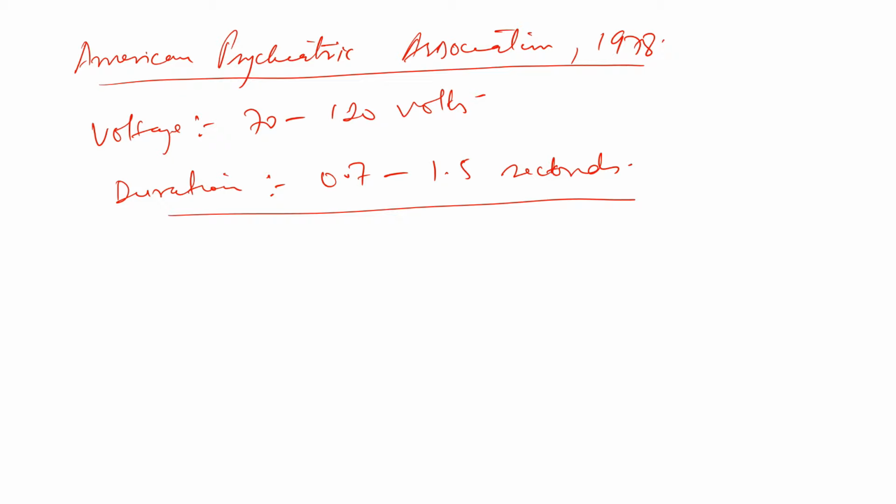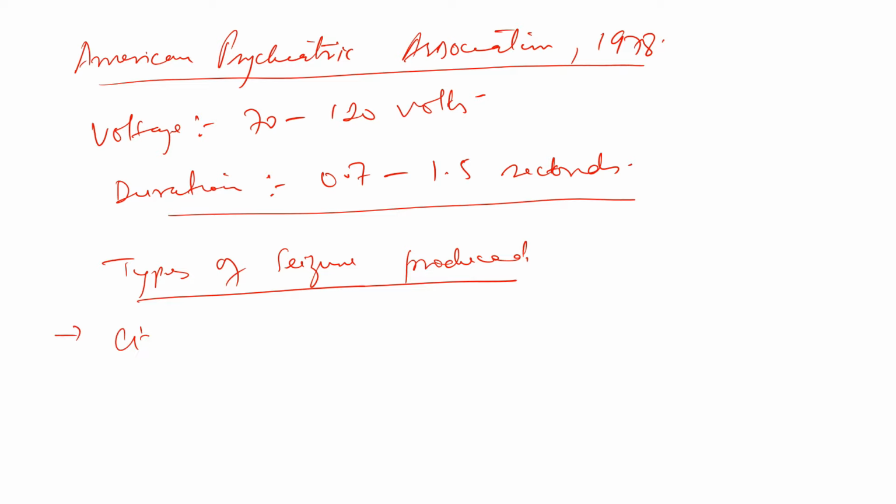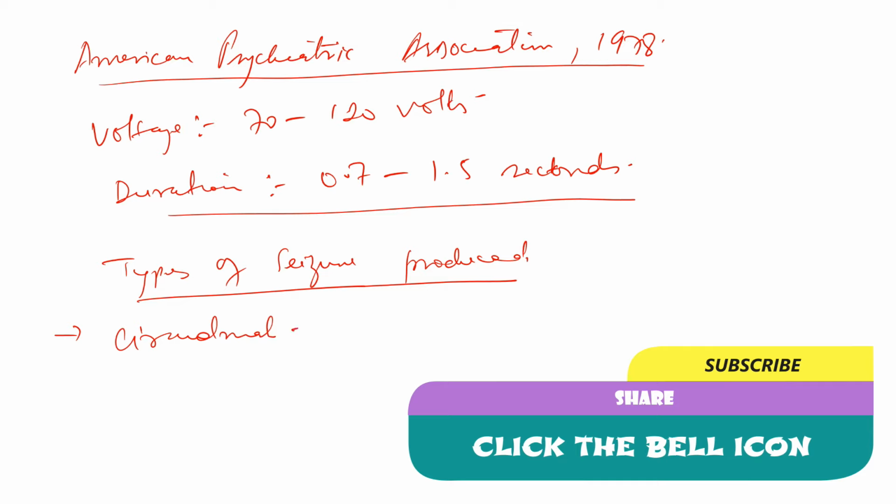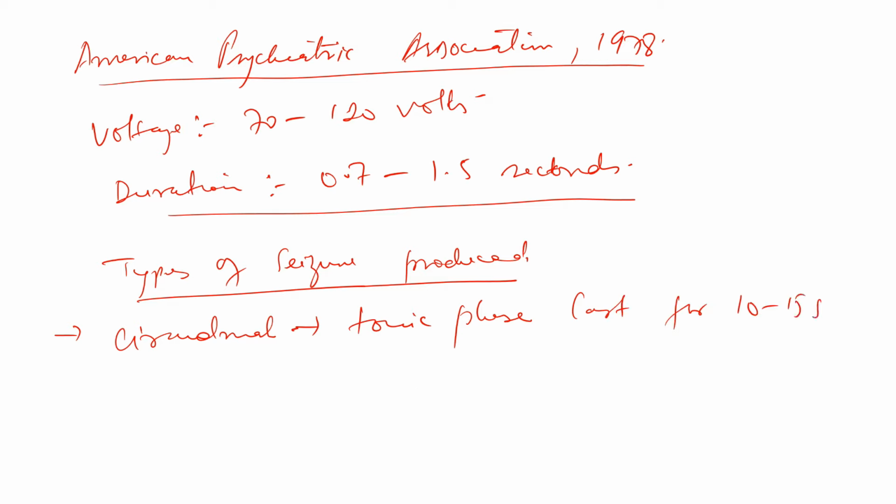And what are the types of seizure produced by ECT? After passing the current, what type of seizure is produced? Grand mal seizure, which has a tonic phase lasting for 10 to 15 seconds, and a clonic phase lasting for 30 to 60 seconds.